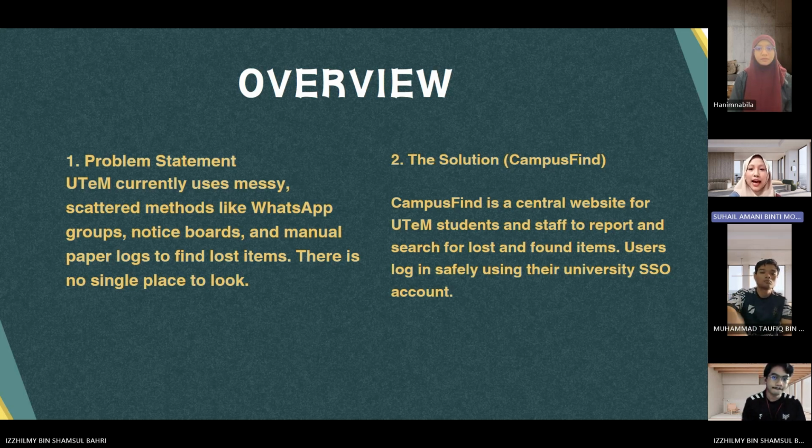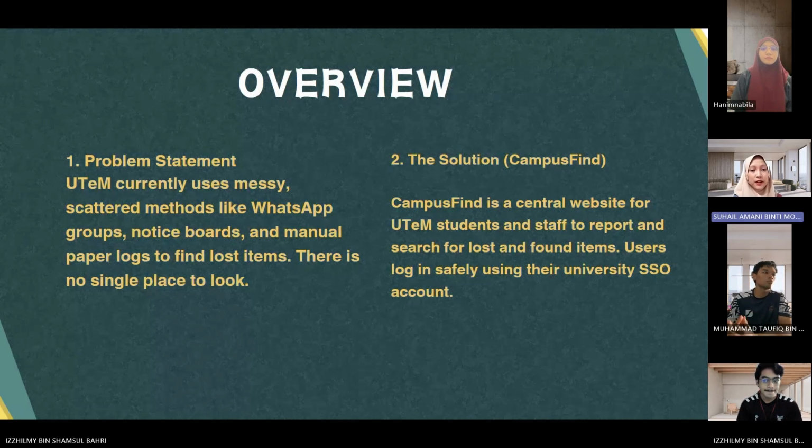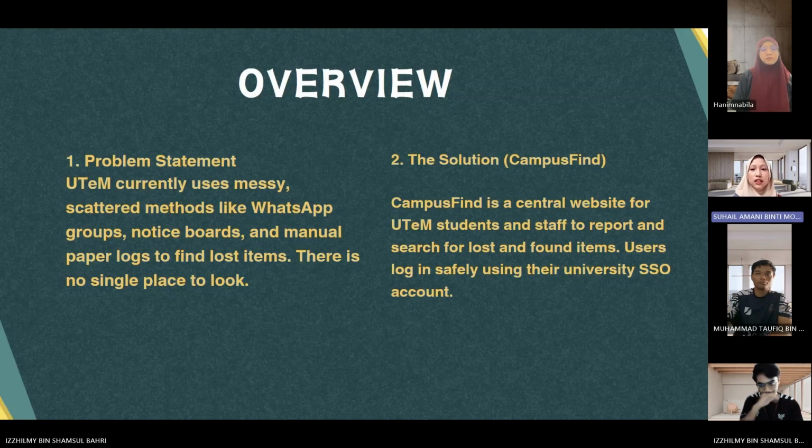To solve this problem, we developed Campusfind, a centralized web-based lost and found management system for UTM students and staff. Users can securely log in using their university single sign-on, or SSO, account. The system provides one platform for reporting lost items, reporting found items, and searching for item information.